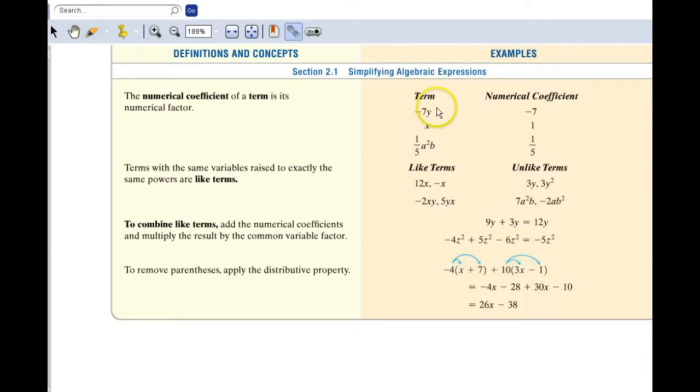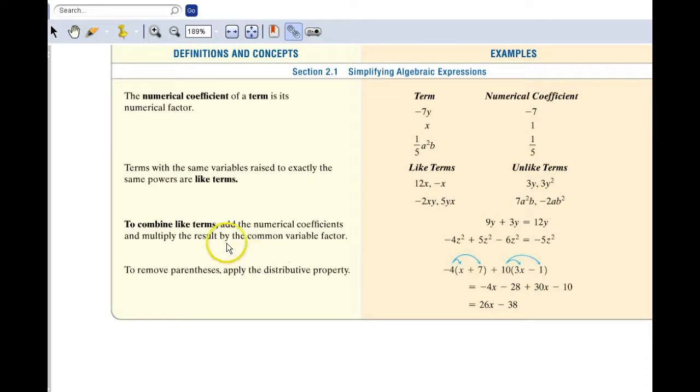Okay, like terms have exactly the same variable and exponents. Both of these variables are x to the first power, and this is xy. And even though they're sometimes written in a different order, they're still the same variables. So these are like terms, while these are unlike terms.